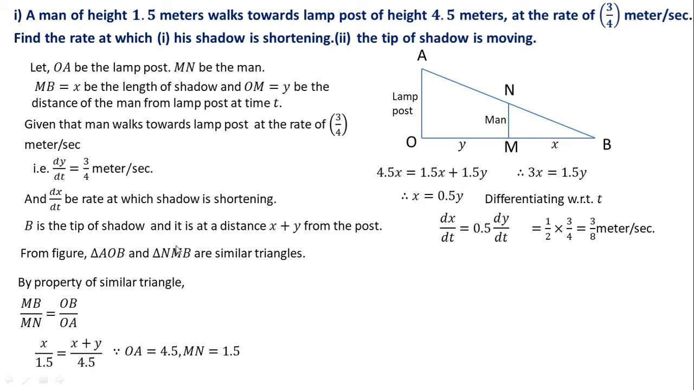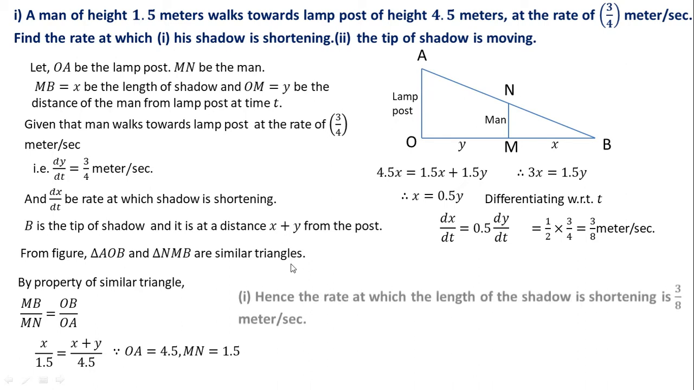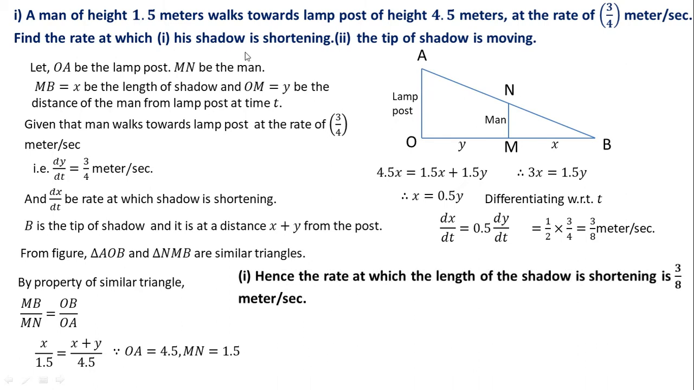Now what is dx by dt? It is nothing but the rate at which the shadow is shortening. So hence we get the answer of the first question, that is the rate at which the length of the shadow is shortening is 3 by 8 meter per second. So you will get the clear answer from this relation.